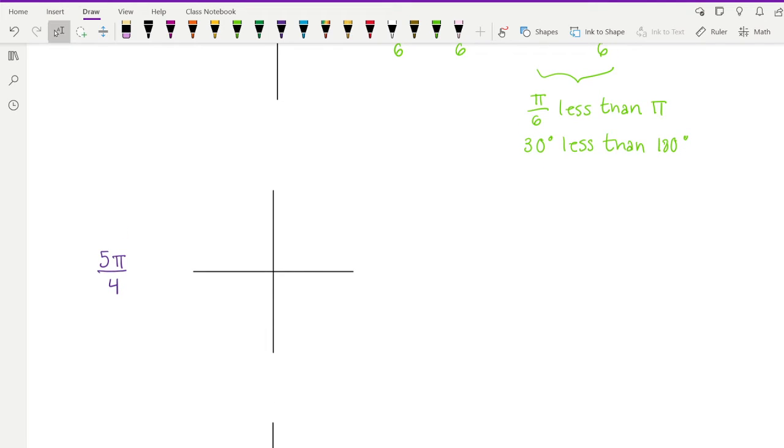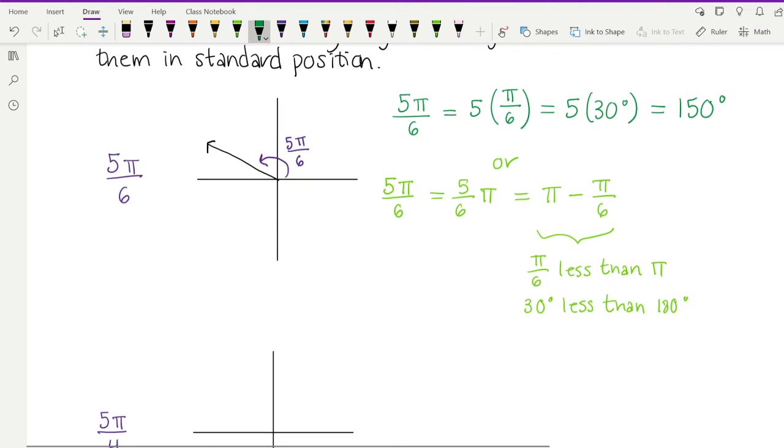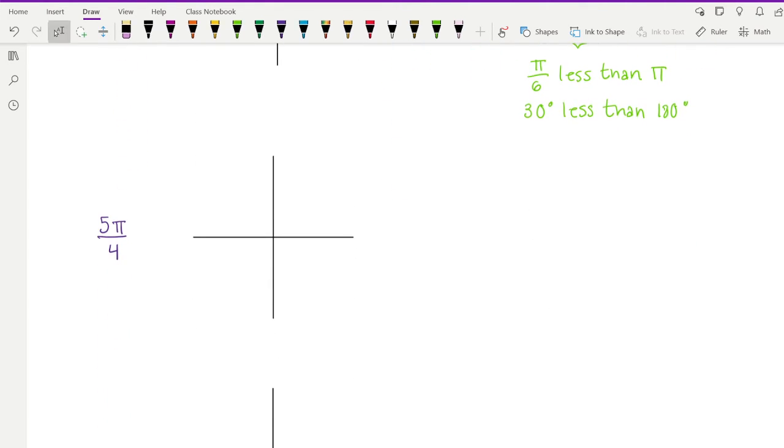So next we have 5 pi over 4. So I want to think about this kind of using both of those methods that we talked about above. So if you didn't already on the first one, I recommend pausing the video and trying to work through this the same way that we did the one up here. Okay, so first method would be thinking about 5 pi over 4 as 5 times pi over 4. And again, from here, we could actually go ahead and just draw our angle. We don't even need to convert it to degrees. We can just go through and say 1 pi over 4, 2 pi over 4, 3 pi over 4, 4 pi over 4, 5 pi over 4.